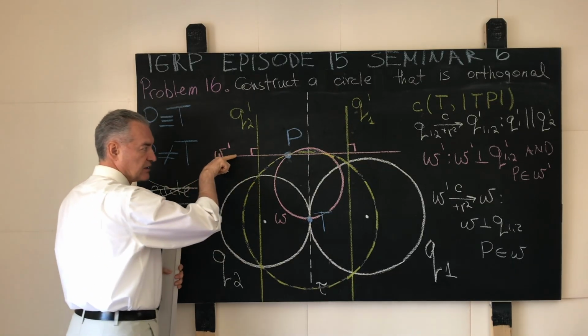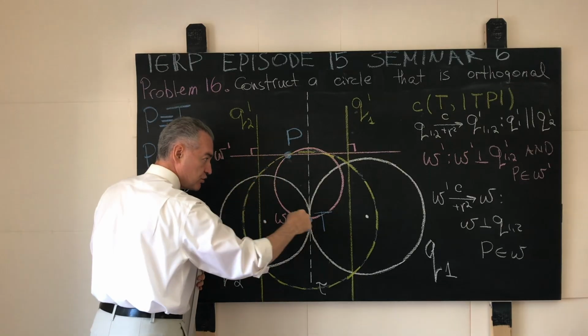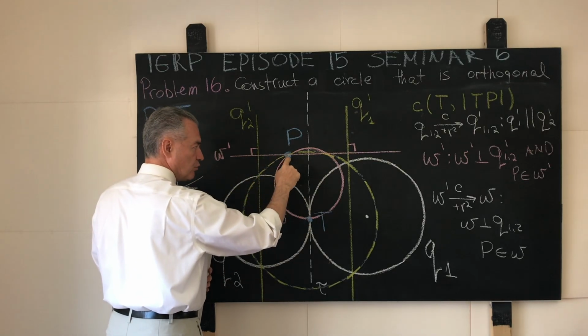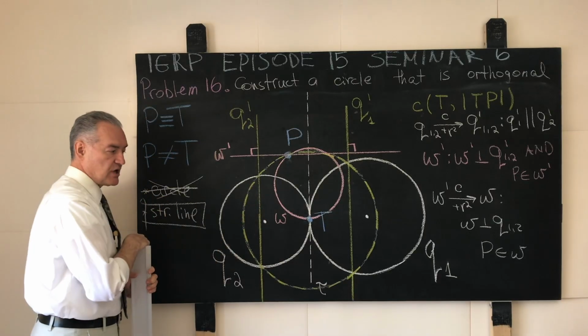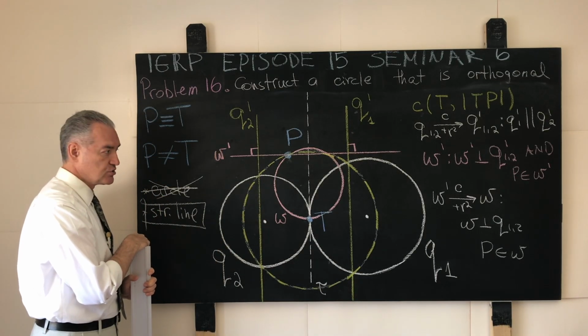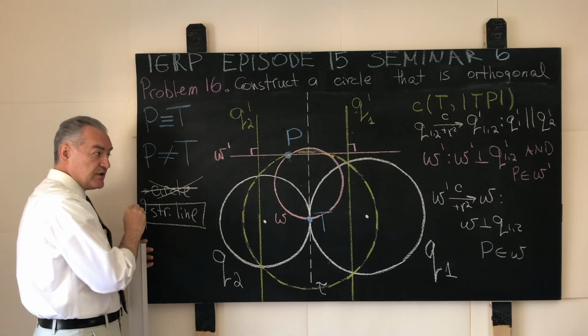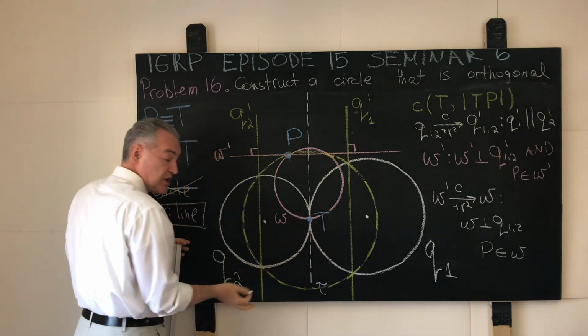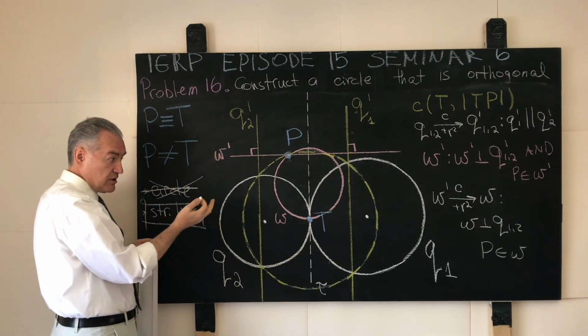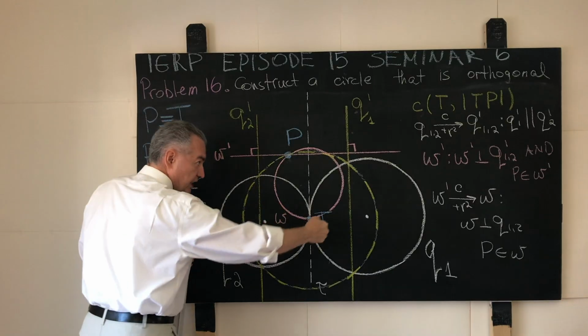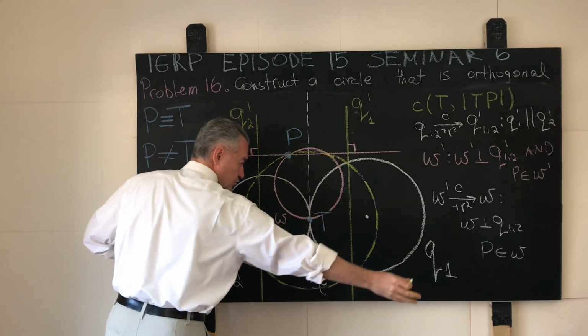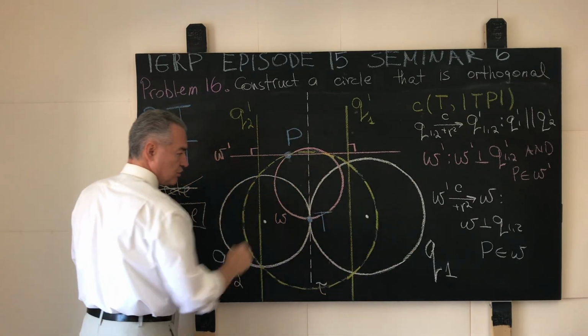And if the straight line passes through that point, then the circle will most definitely pass through that point itself. And voila, we have our solution, our algorithm. Now, this is the line of reasoning that justifies the construction of the sought after circle that is orthogonal to two given circles and passes through the point P.